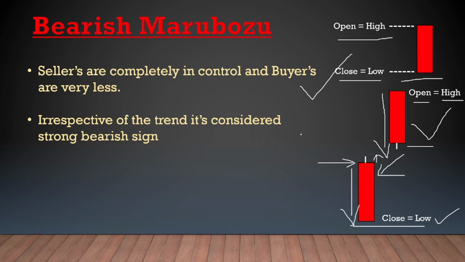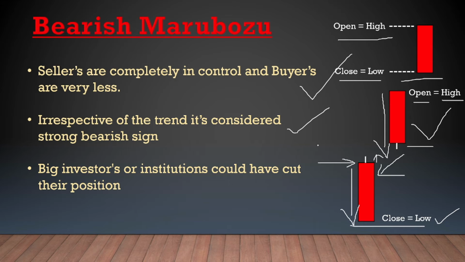So irrespective of the previous trend of the stock, it's considered a strong bearish sign. No matter whether it's an uptrend or downtrend, whenever we see this bearish Marubozu candle, it indicates a strong bearish sign, friends. It happens when some big investors or institutions cut their position and exit from the stock, which results in this bearish Marubozu candle formation, as opposed to the bullish Marubozu.